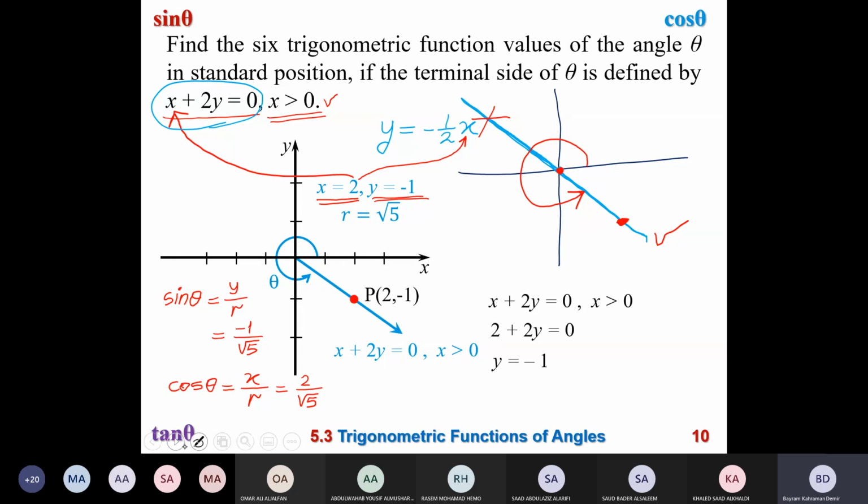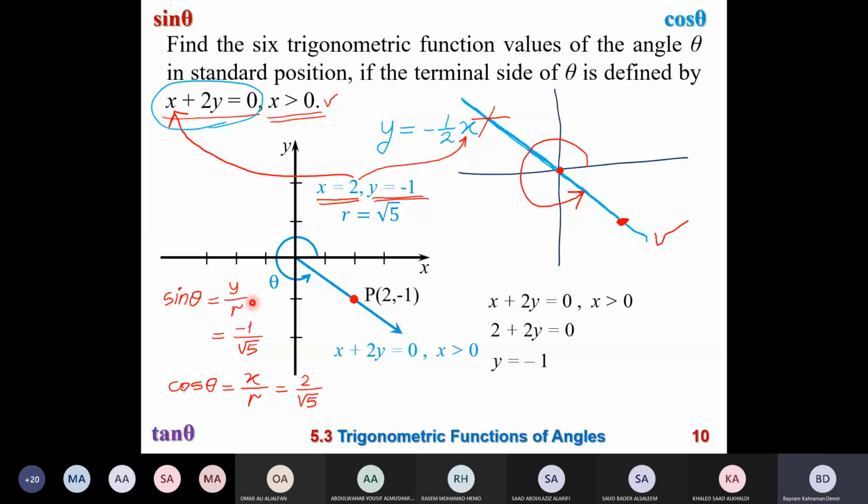So I just need to remember the sine of theta. Sine of theta is the y coordinate divided by r. We know how to calculate the r, of course. r is root 5. So sine of theta is negative 1 over root 5. And the cosine theta, for example, is x over r, which is 2 over root 5. You just need to memorize. Remember, Shabab, sine theta is y coordinate divided by r. Cosine theta is x coordinate divided by r.